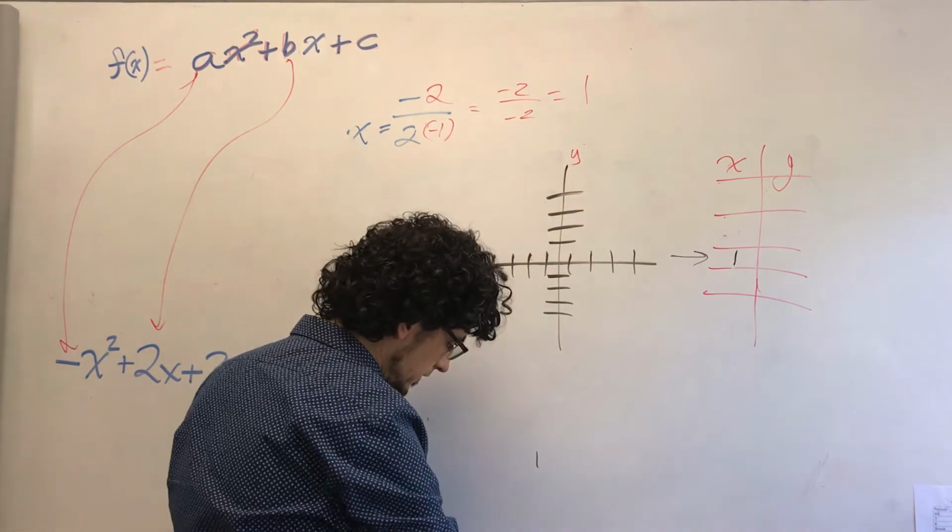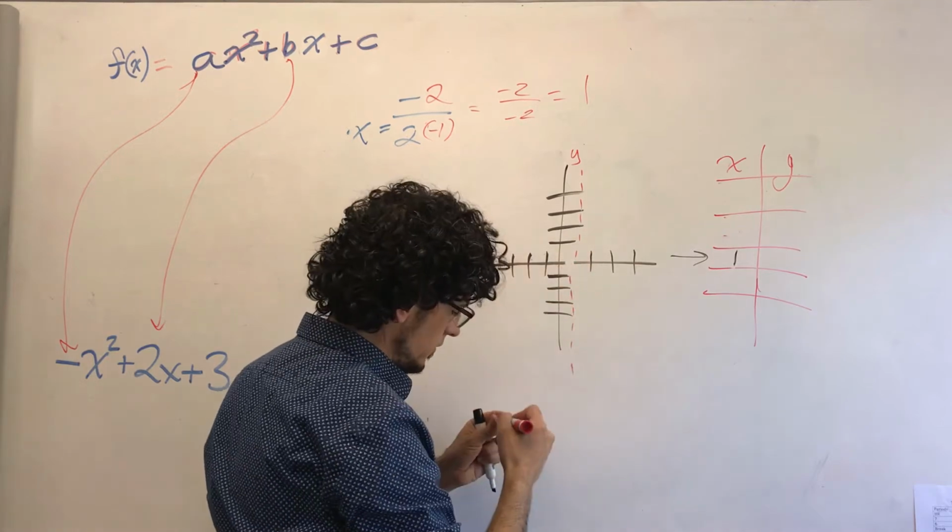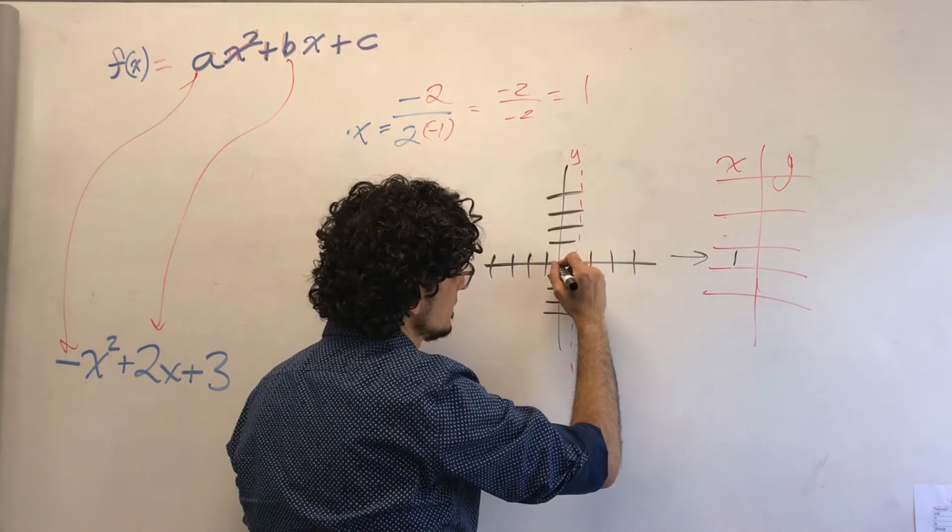I actually want to make those dotted lines. How did I miss the 1? You know what? I'm just going to adjust the graph because I get to do that.